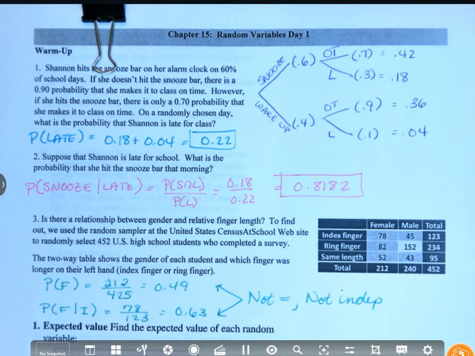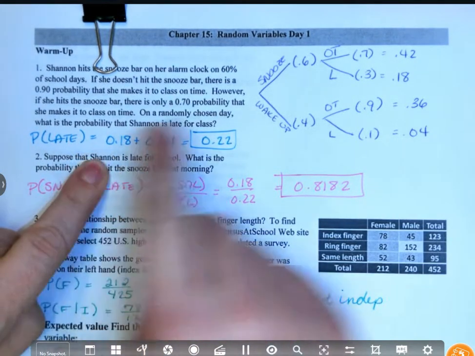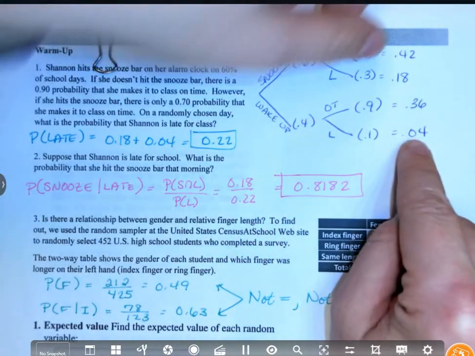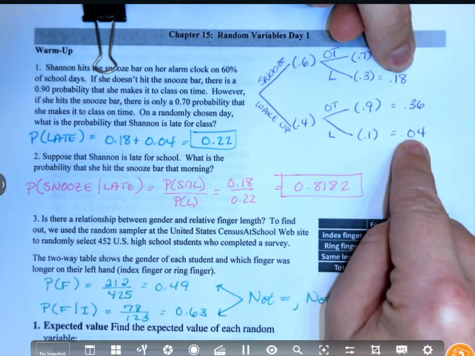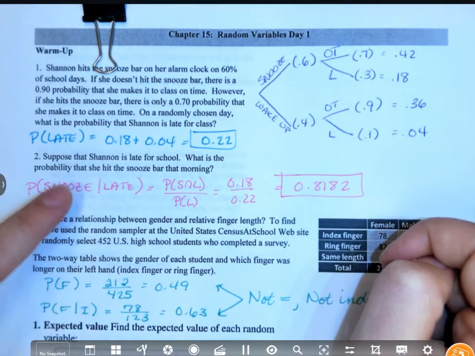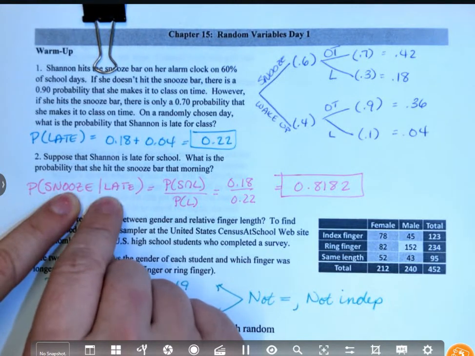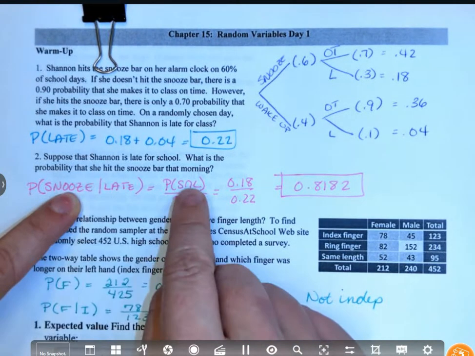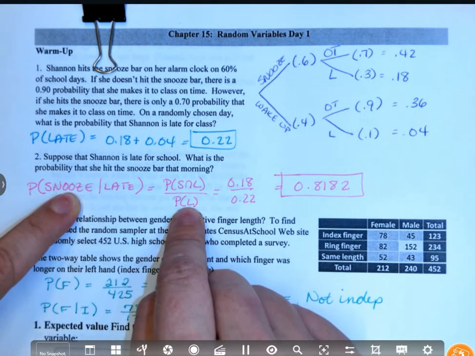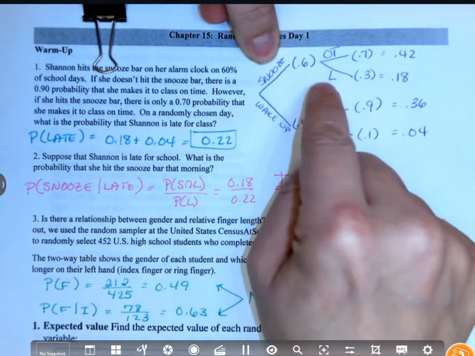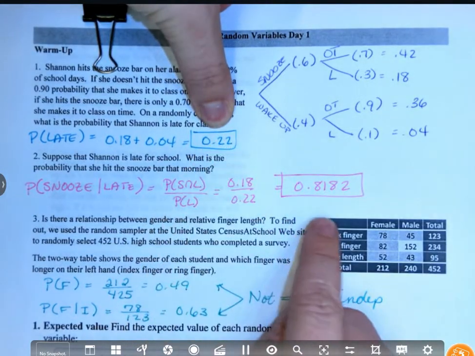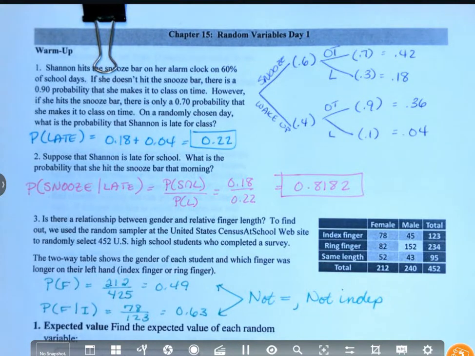Okay? So when we're talking about the probability of late, that means late with the snooze button or late waking up on time. Take those two values, add them together, your probability is 0.22. Probability of hitting the snooze button, given we knew you were late, is the probability of both of them, snooze and late, divided by the probability of late. So snooze and late, you already calculated the probability of 0.8, and so that's what that gives me.